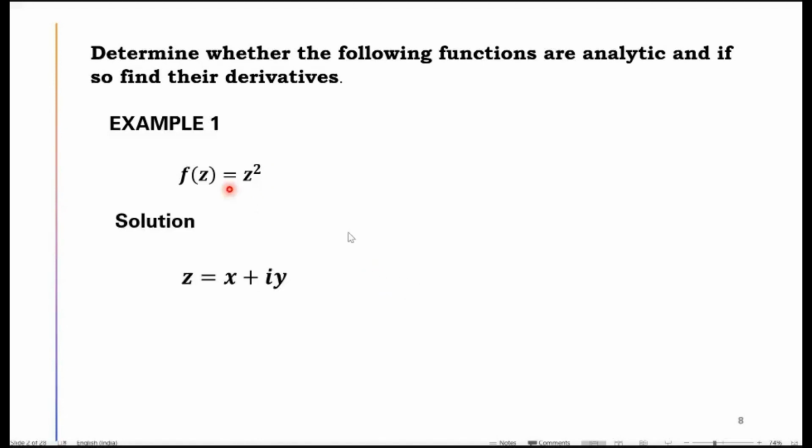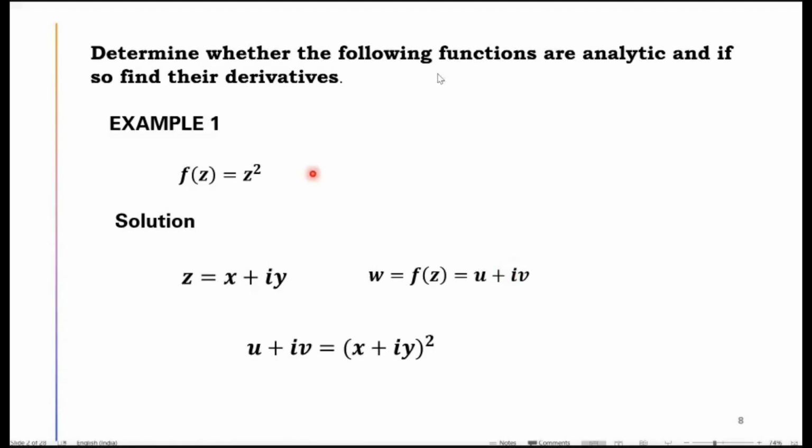ठीक है? जो भी फंक्शन दिया है z के बदले x प्लस आई वाई put करना है, और f of z के बदले u प्लस आई वी. ठीक है? जो भी इक्वेशन दिया है हमें प्रूफ करना है कि फंक्शन एनालिटिक है कि नहीं. तो उसके लिए जो अगर x और y में दिया है तो हमें कुछ नहीं करना है. अगर z को x और y में नहीं दिया है तो replace z by x plus iy, and f of z is always replaced by u plus iv. w दिया है तो भी u plus iv. ठीक है? फर्स्ट स्टेप हमको ये करना है.